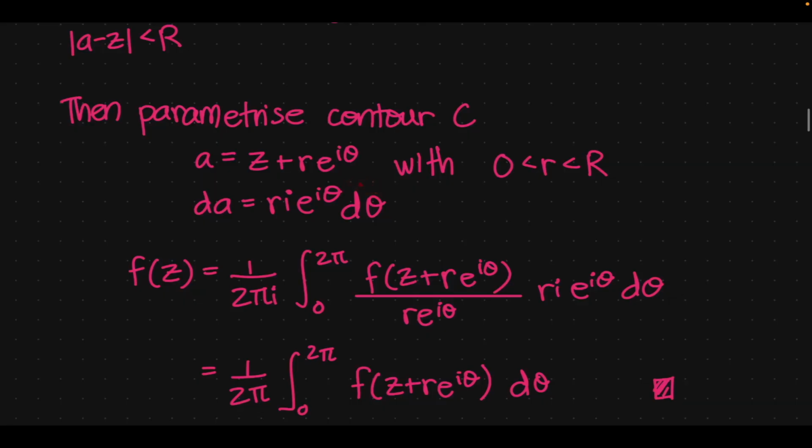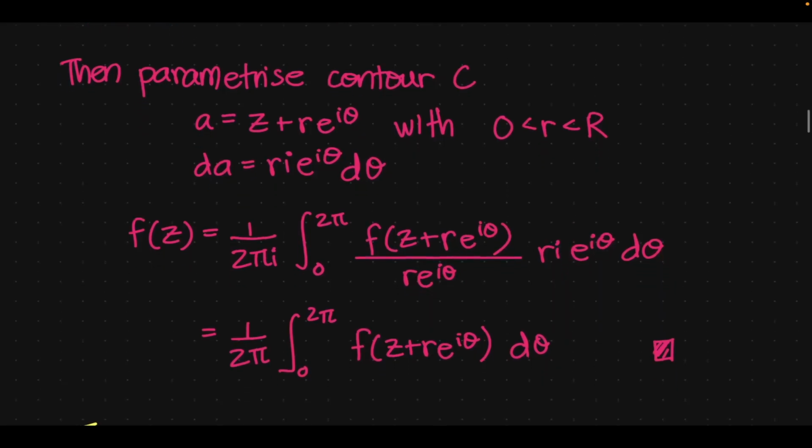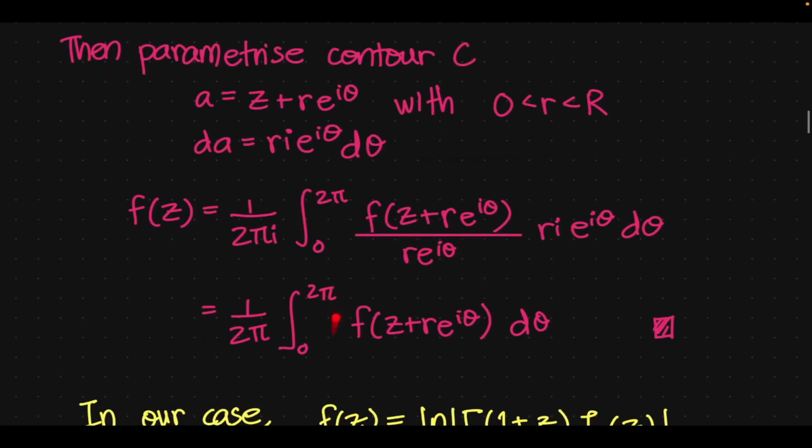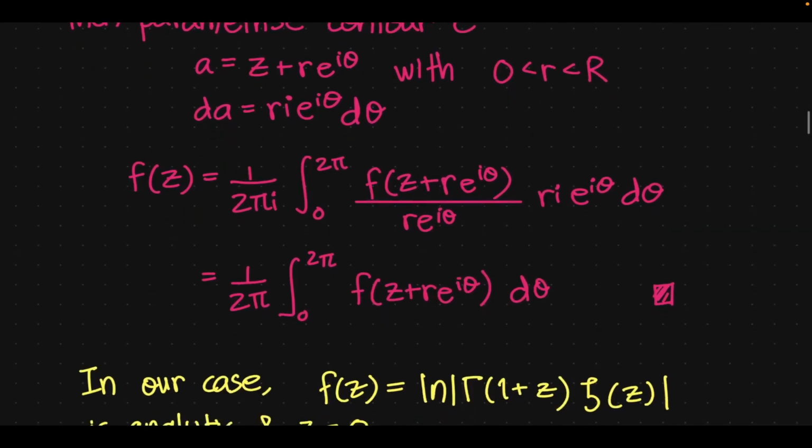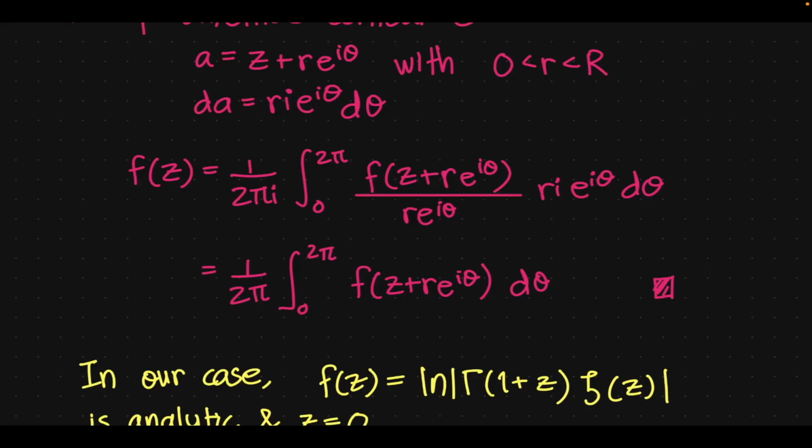So with this parameterization, we have f of z equals 1 over 2 pi i integral 0 to 2 pi f of z plus r e to the i theta over r e to the i theta, and the differential factor is r i e to the i theta d theta. Factors cancel out nicely. r i cancels with one i here and r here. So does the exponential. And we're just left with 1 over 2 pi integral 0 to 2 pi f of z plus r e to the i theta d theta, where the small r is between 0 and R, exclusive. And that's it. That's what we had to show.